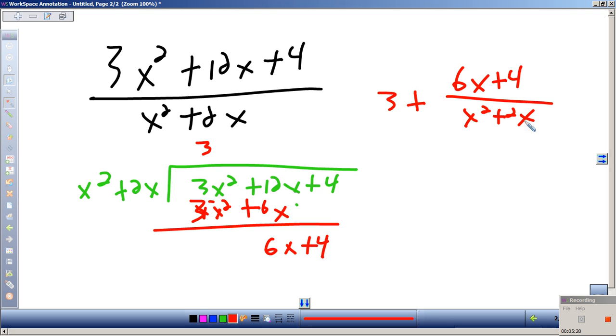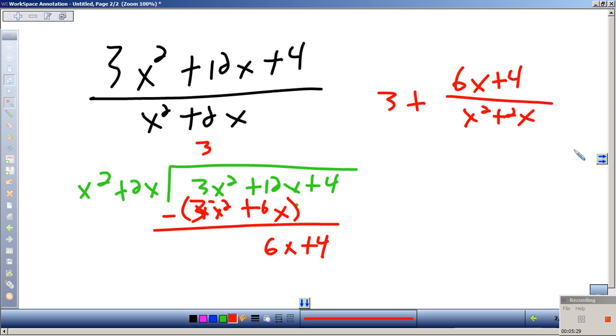Wait, why did we have x plus 4 again? Okay, we subtract right here, so we're just subtracting them. How did we get from 6x plus 4? We did 3x squared minus 3x squared is 0. 12x minus 6x. 4 minus nothing, 4. We get 6x plus 4. When you do division, you just put whatever you have left over, the remainder, over what we started with here.